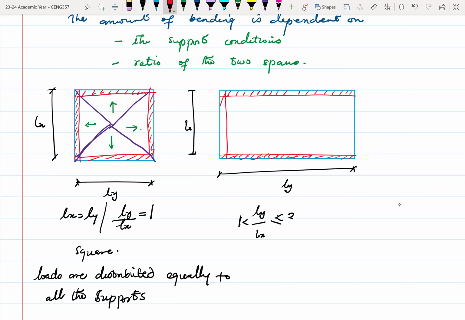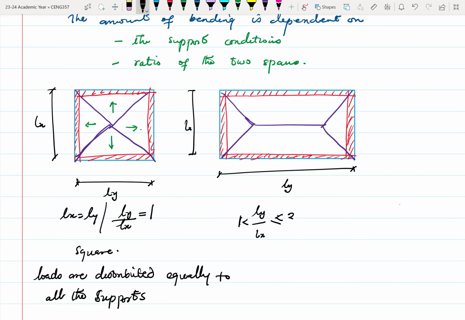Again, we have this, we have that. So the load transfer will have a shape like this. The shorter spans, or the spans which are of shorter length, would receive triangular loads, and then the longer spans will receive trapezoidal loads.